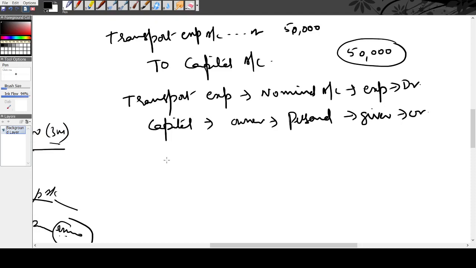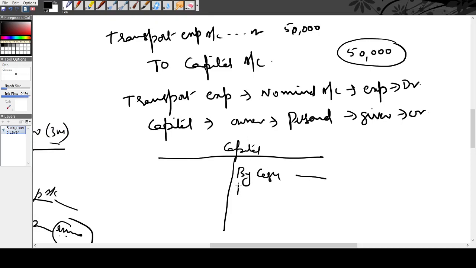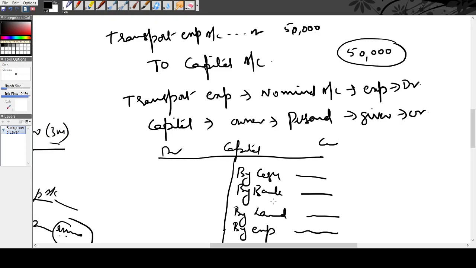So if you observe the capital account, what will happen is, when the owner introduces capital in cash, we'll say by cash here. When he introduces some money in the form of a check, we'll say by bank here. If he has given an asset to the business, we'll say by land or assets, whatever he has given. He's paying some expense of the business, we'll say by expenses, on the debit side and credit side. So the total of all these entries appearing in the capital account will give us the information about the total capital introduced by the owner into the business.